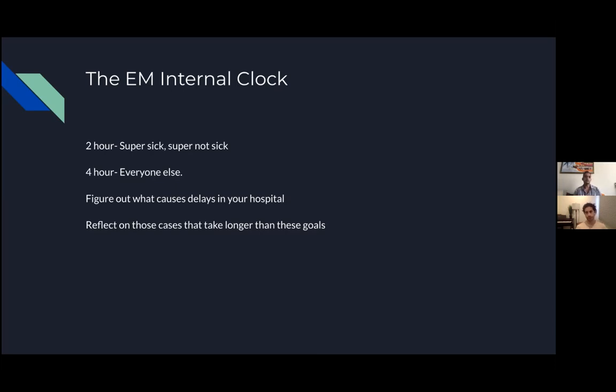The middle ground are patients who need more of a workup. So maybe they need CT imaging of their abdomen. And those patients you can allocate 4 hours to, but you definitely don't want to spend more than 4 hours on those patients.